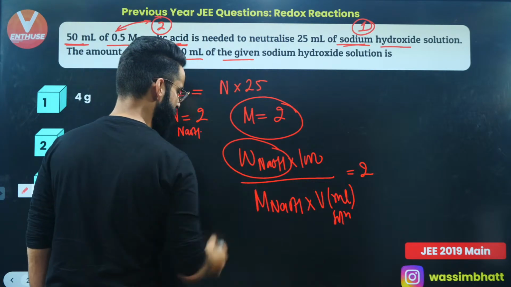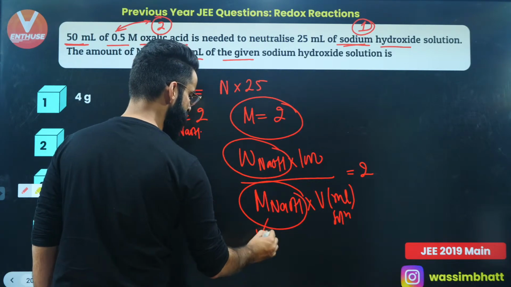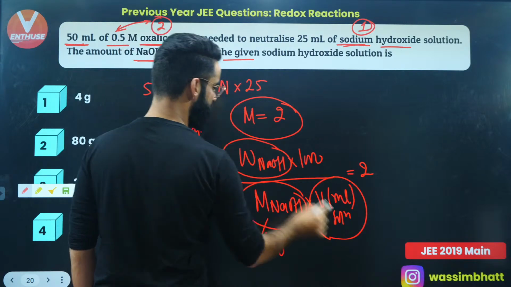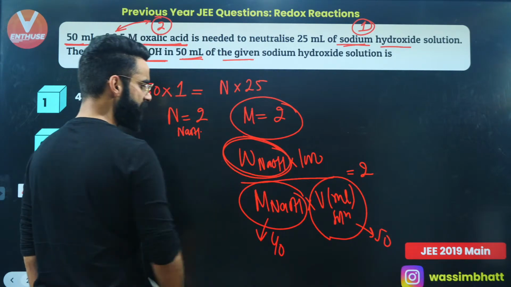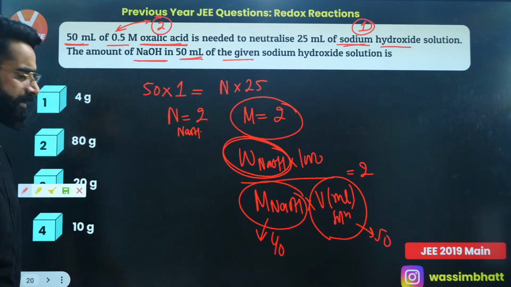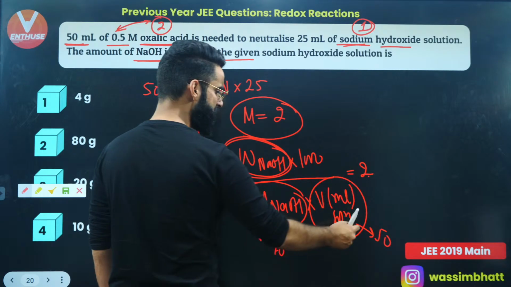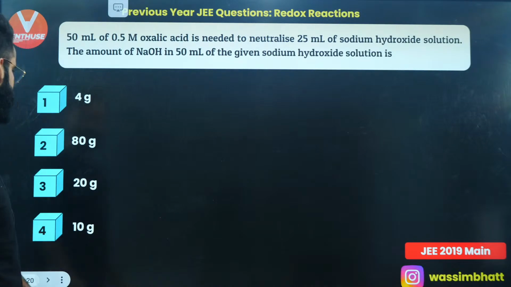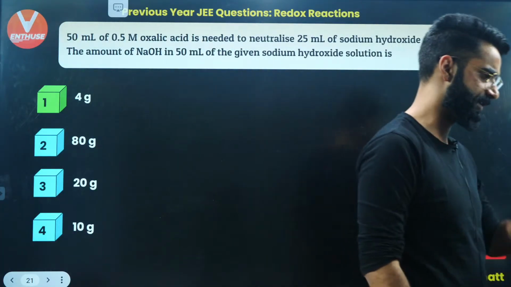Mass of sodium hydroxide I need to calculate. The molar mass of sodium hydroxide, that you all must be knowing, is 40 grams per mole. Volume of the solution which I'm using right now is 50 ml. This value is 50, correct? So from here you can calculate the mass of sodium hydroxide. The mass will come out to be 2 multiplied by 40 multiplied by 50 divided by 1000, and finally you'll be getting the mass of sodium hydroxide exactly coming out to be 4 grams, right? That's something which I was supposed to calculate.